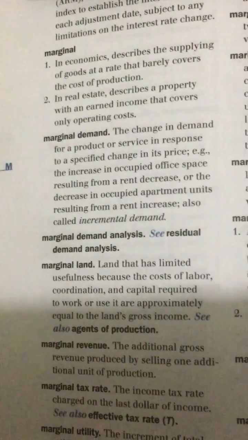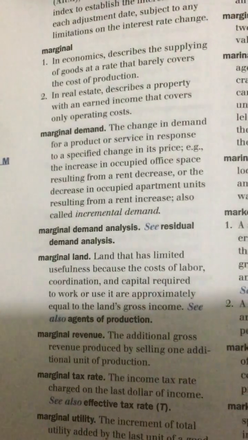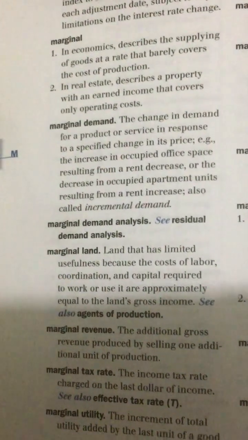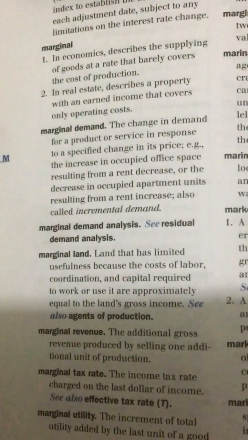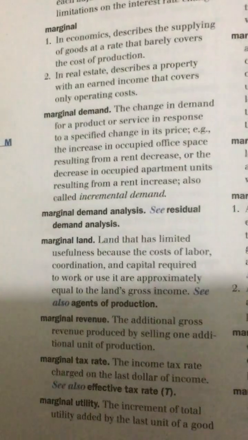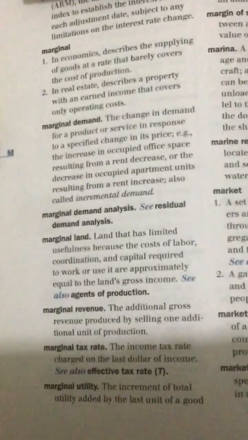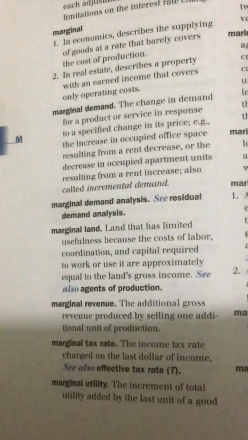Marginal land. Land that has limited usefulness because the costs of labor, coordination, and capital required to work or use it are approximately equal to the land's gross income. See also agents of production.